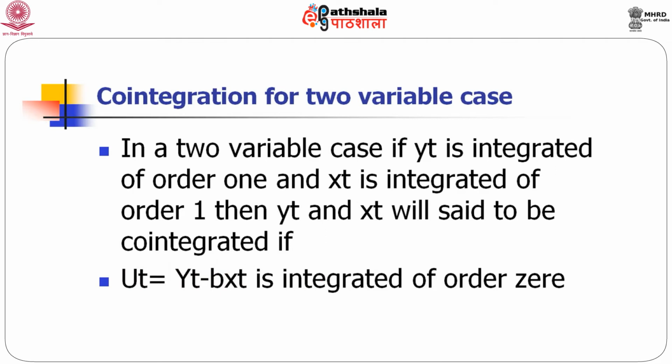In a 2 variable case, if yt is integrated of order 1 and xt is also integrated of order 1, then yt and xt will be said to be co-integrated if ut equal to yt minus beta xt is integrated of order 0. So, basically, in order to test for co-integration, you have to apply the unit root test in 3 steps.